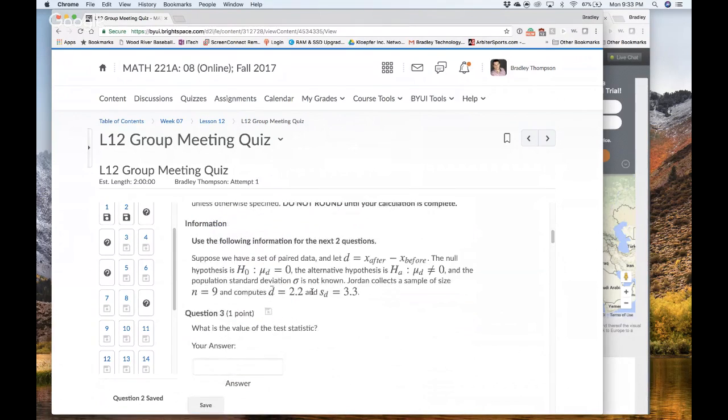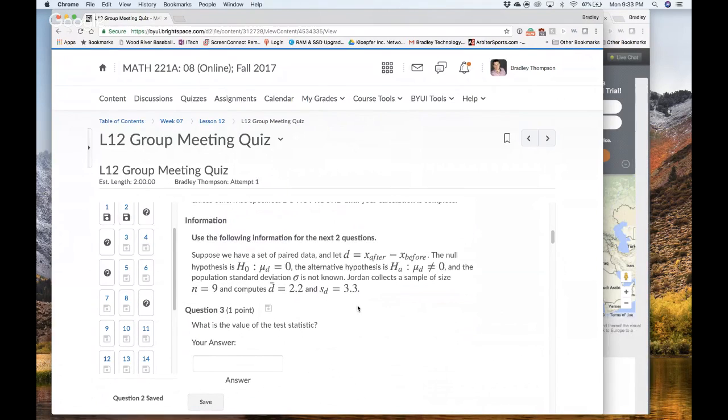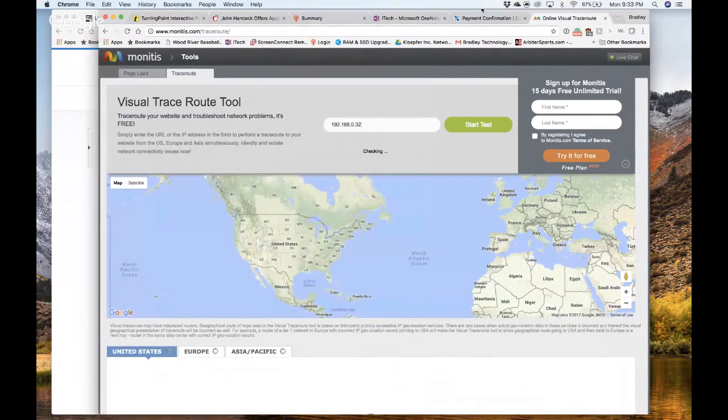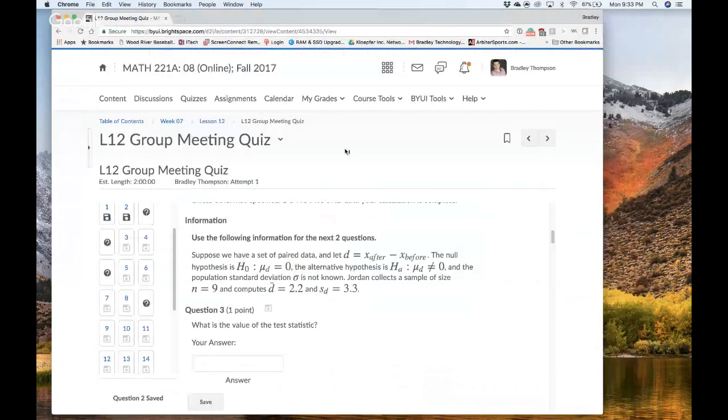Use the following information for the next two questions. The question we're being asked is, what is the value of the test statistic? Is the value the t, right? I think so, yeah. I did that earlier and I got 2. Let's see.